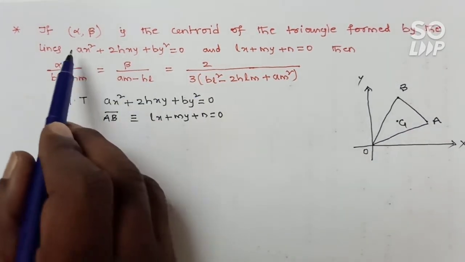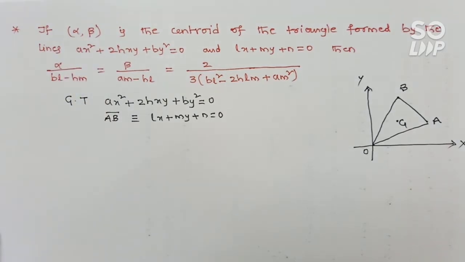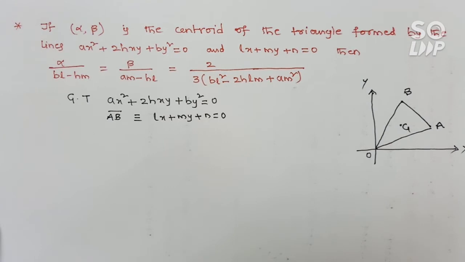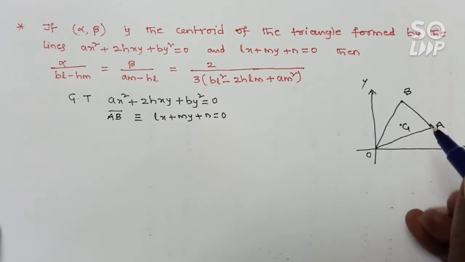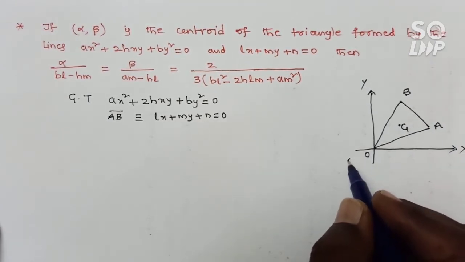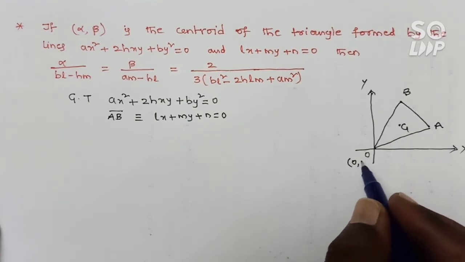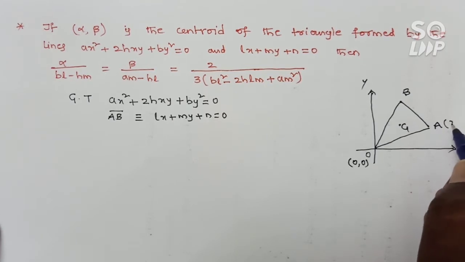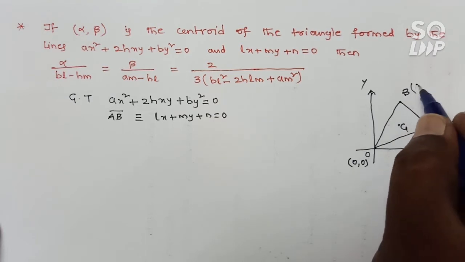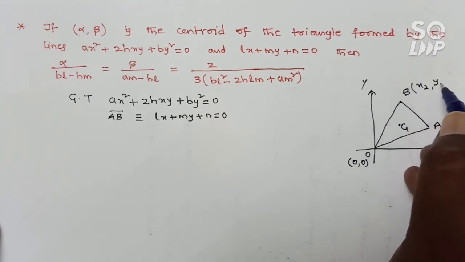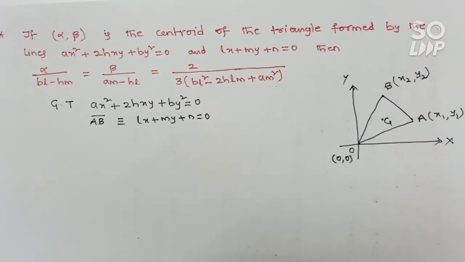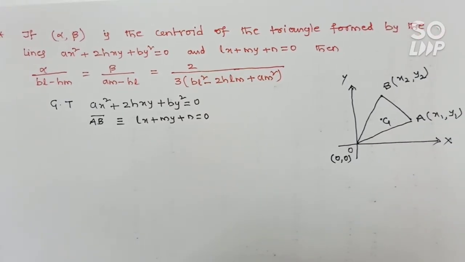OAB is given as alpha comma beta. Here you consider O as the origin. Let A be x1 comma y1 and B be x2 comma y2. So these are the vertices of the triangle.